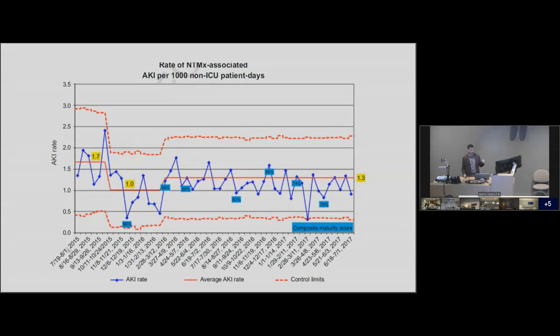So when you started automating the creatinine alerts, you can mark that with a star, and hopefully after your star, you start to see a lot of improvement. So that's a nice tangible visual representation that that change probably had an effect.